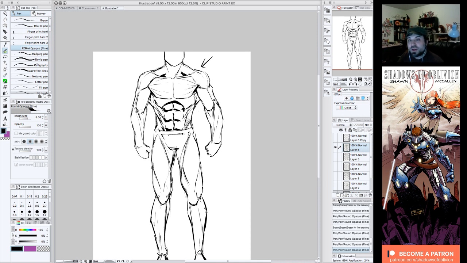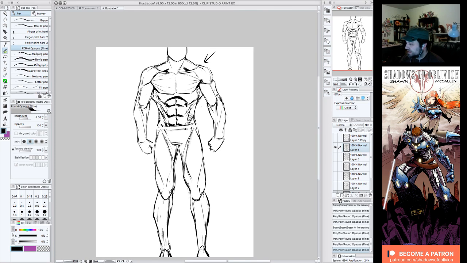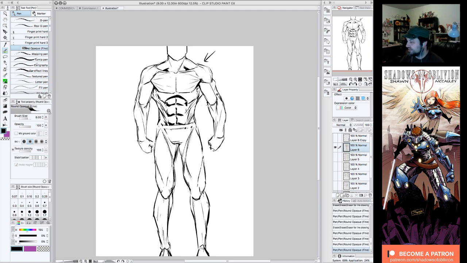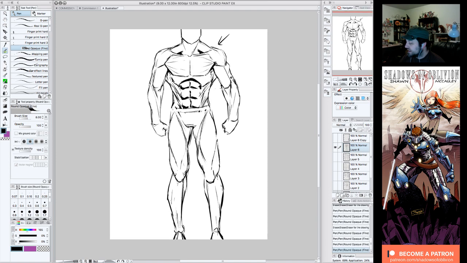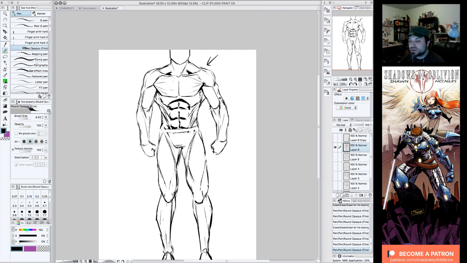Again, without going into the very specifics, pulling out an anatomy book, demonstrating every single muscle and being very specific in their shapes. This is how I approach muscles.